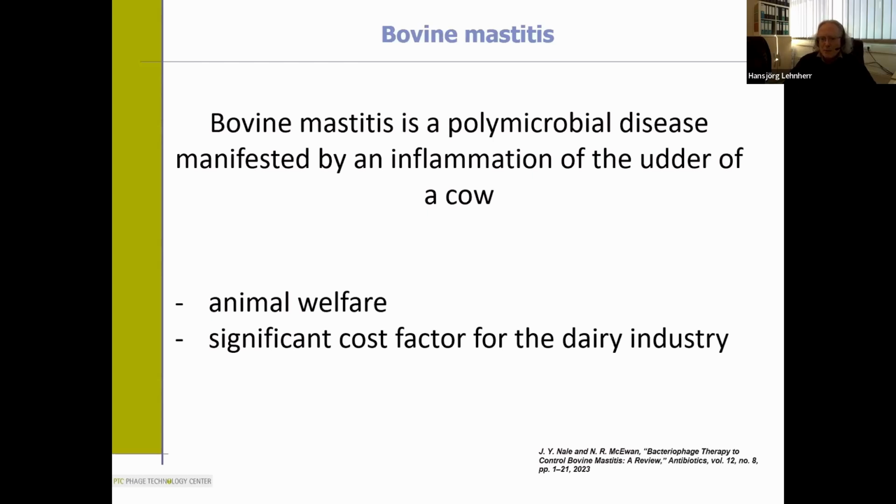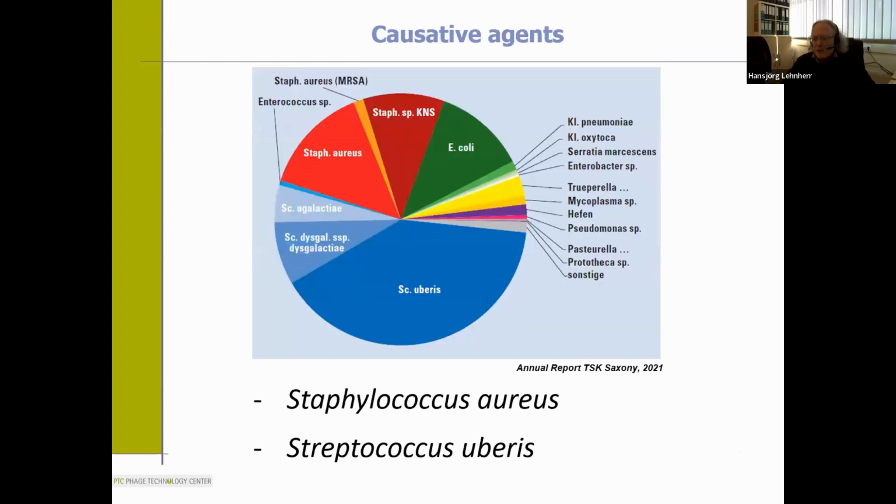The polymicrobial bit means that a number of pathogens can invade the udder, can infect the udder tissue, and eventually cause an inflammation. Economically, the most important ones are Staphylococcus aureus and Streptococcus uberis. And today, I'm going to focus on mastitis caused by Staphylococcus aureus.